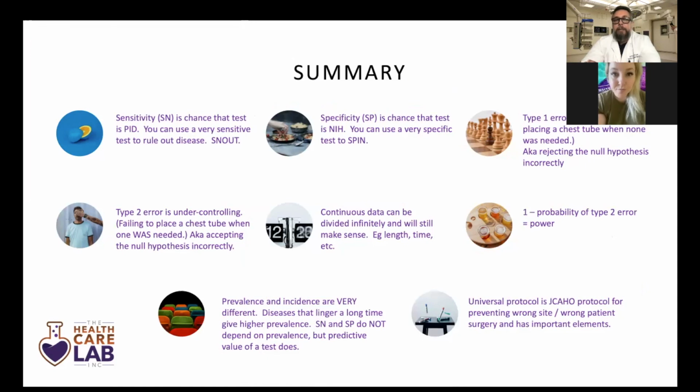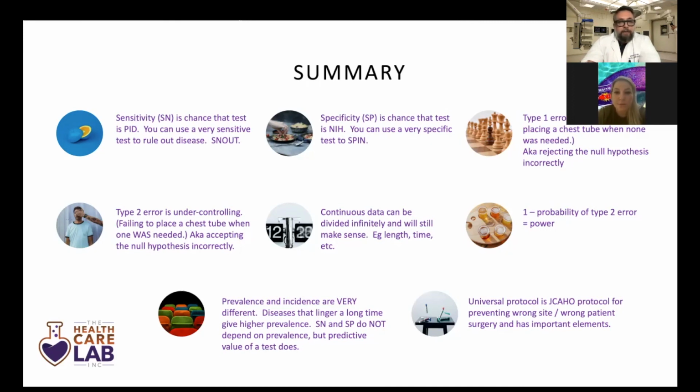Continuous data can be divided infinitely. One minus the probability of a type 2 error, under controlling, is power. It's interesting, you can get this from the 2x2 table. You can figure out the probability of under controlling, or missing a difference, or thinking someone was negative when they weren't. You have all the information you need. So if you say one minus the chances of under controlling, missing someone who has a disease, you get the power. And that sometimes does get asked.